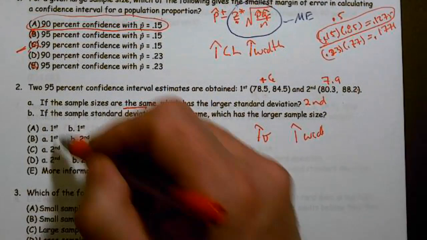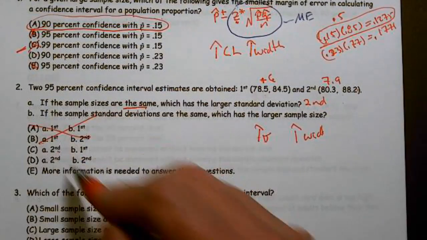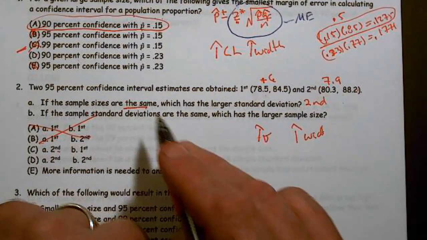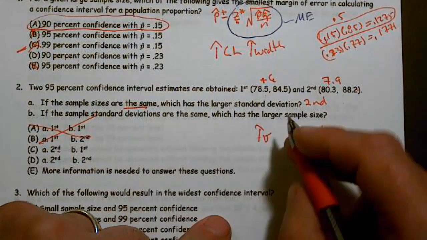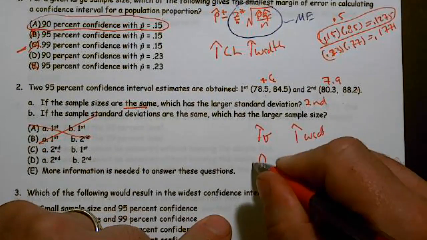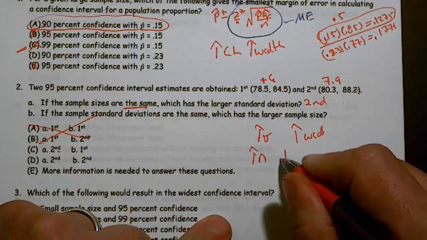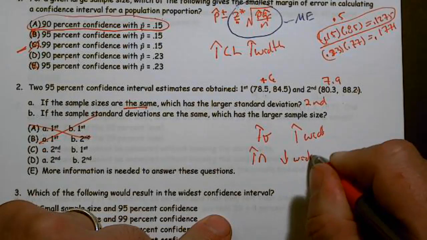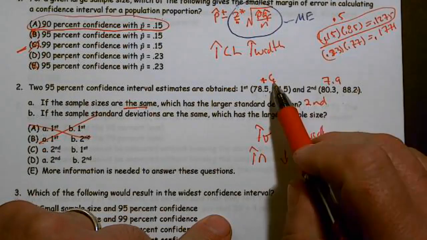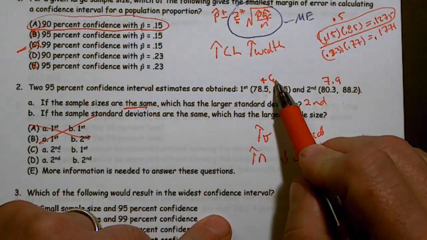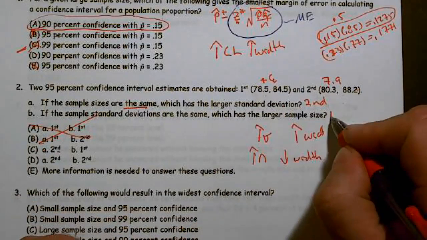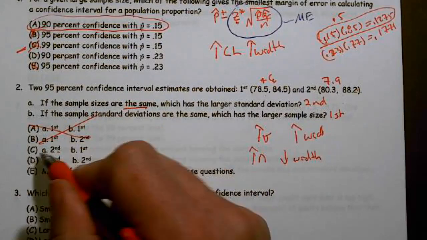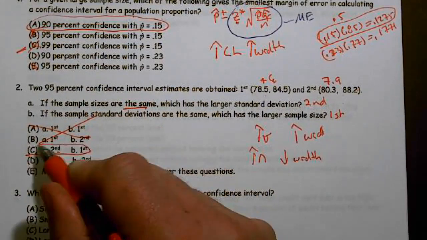So we know it's going to be one of either C, D, or E. If the standard deviations are the same, which has the larger sample size? Well, as n goes up, the width goes down. Well, that means it's going to be this one because it has the smallest width. The first one will have the smallest width. So our answer to number 2 is C.